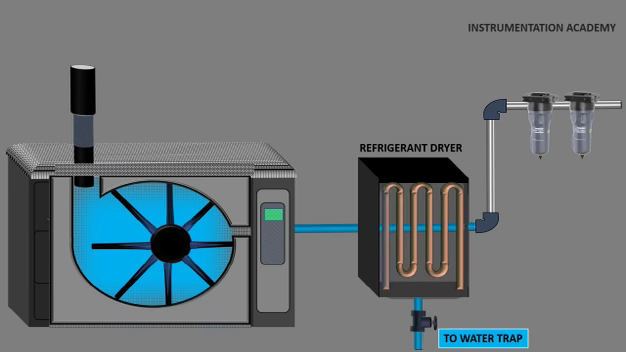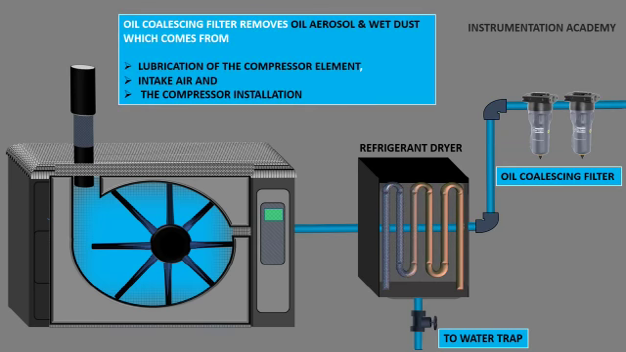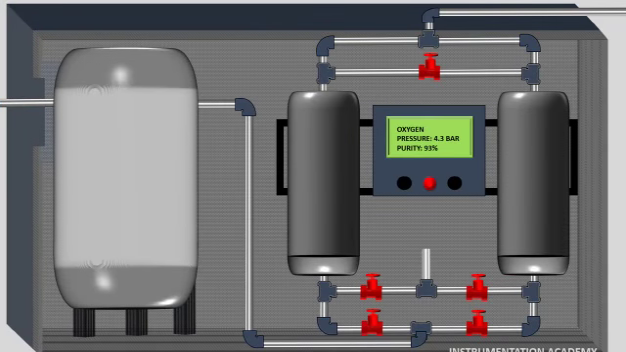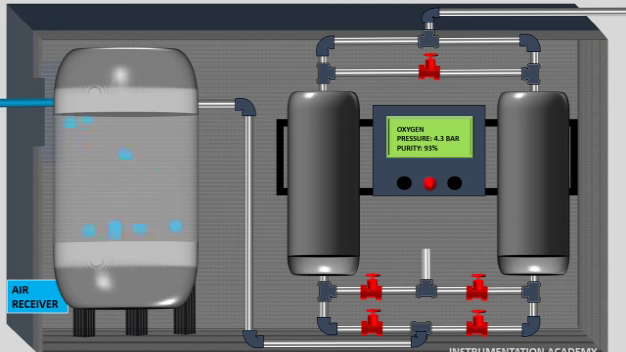Now the air is allowed to pass through an oil coalescing filter which efficiently removes oil aerosol and wet dust which would come from the lubrication of the compressor element, the intake air and the compressor installation itself. The output air coming from the filter is fed to the air receiver. This air receiver acts as an accumulator and the air supplied to it must be dry. Compressed air from the air receiver is now fed to the oxygen generator.